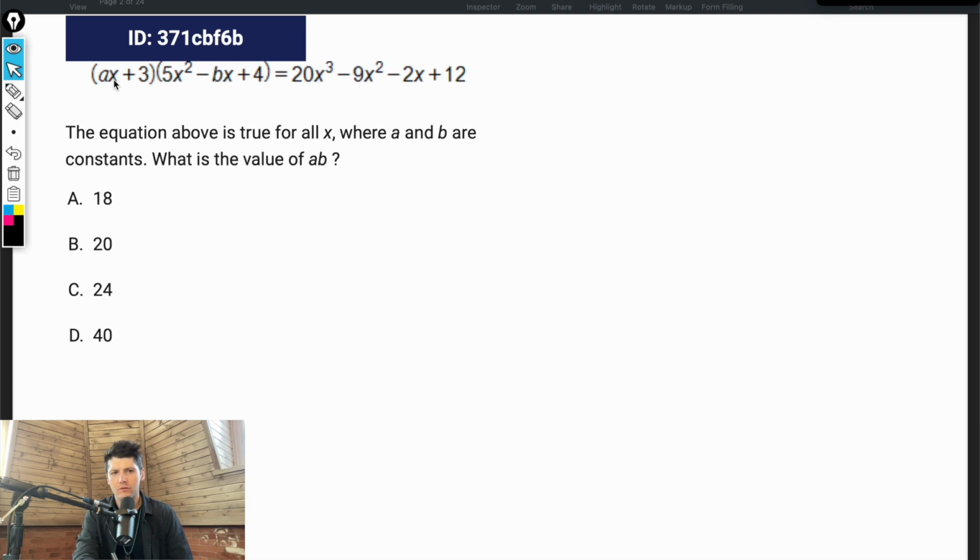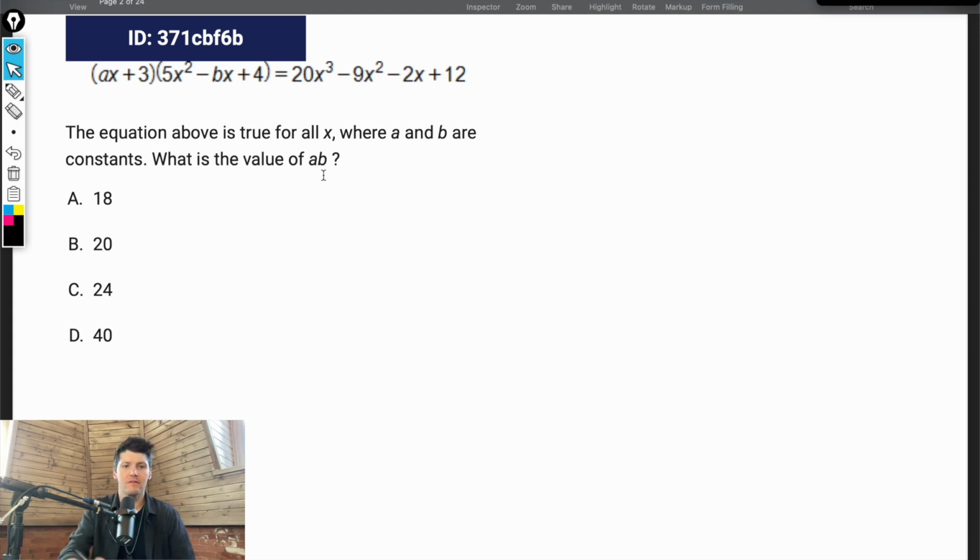So ax plus 3, that quantity, times the quantity 5x squared minus bx plus 4 is equivalent to 20x cubed minus 9x squared minus 2x plus 12. There's a lot of stuff there, and not all of it is going to matter at the same level. We want to know the value of a, b.